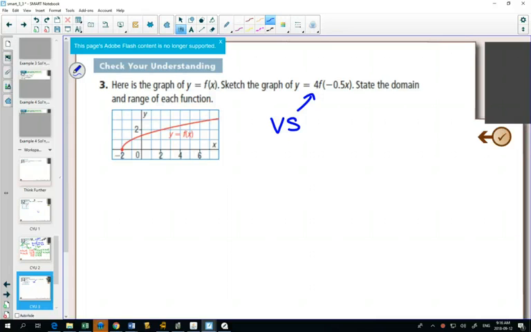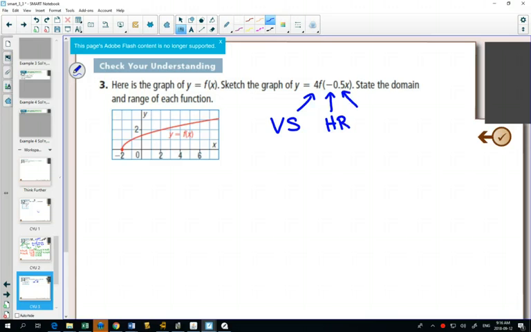Next, we have a negative. Is that going to be horizontal or vertical? Does it affect the x or the y? X. So that will be a horizontal reflection.